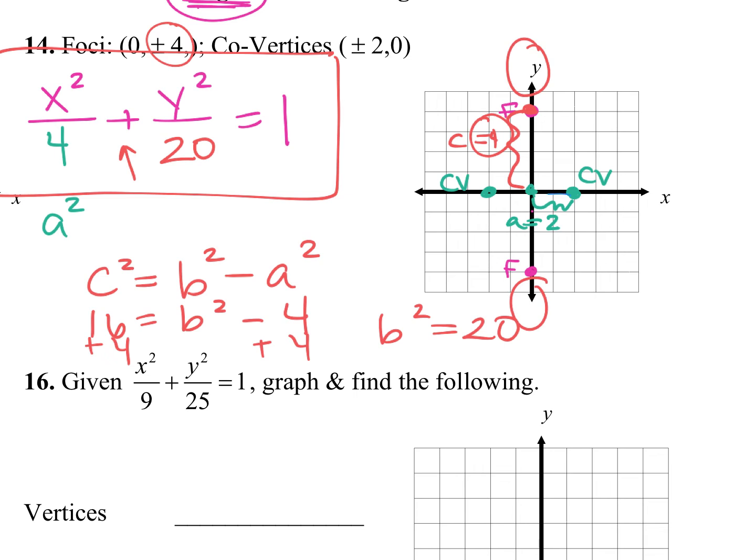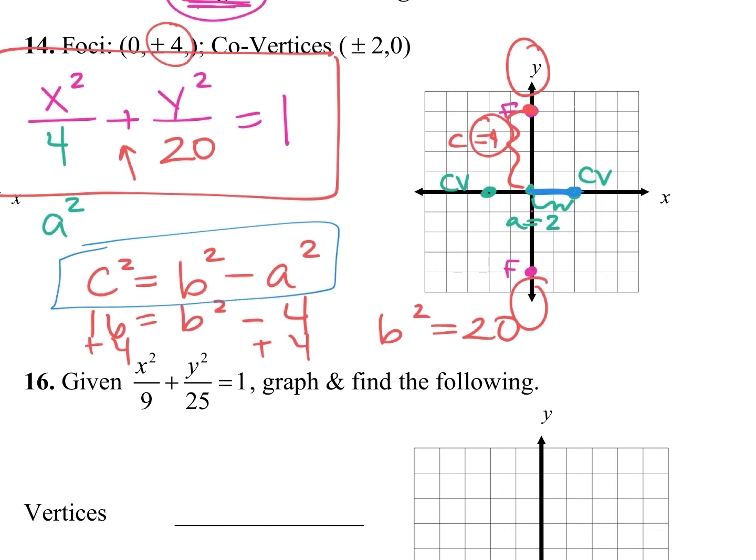So the a value is vertex to either co-vertices or vertices, depending on what it is. In this case, it's always going to be what's on the x-axis is your a value. So from the center to the co-vertex is 2 units. So that's your a value, right? And then, yeah, this is going to be bigger minus smaller, b squared minus a squared.